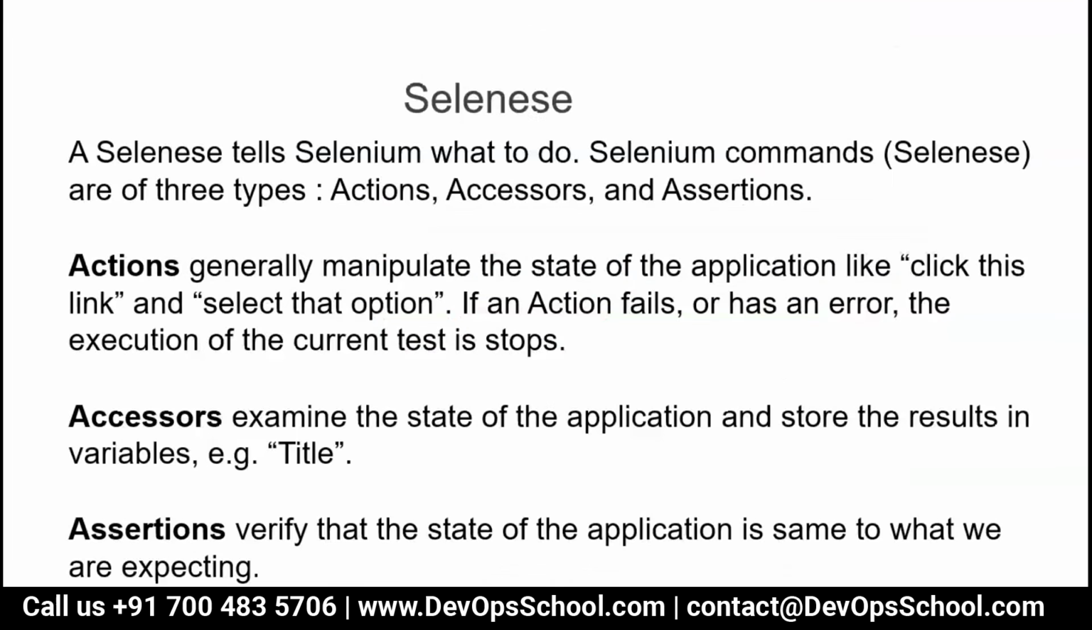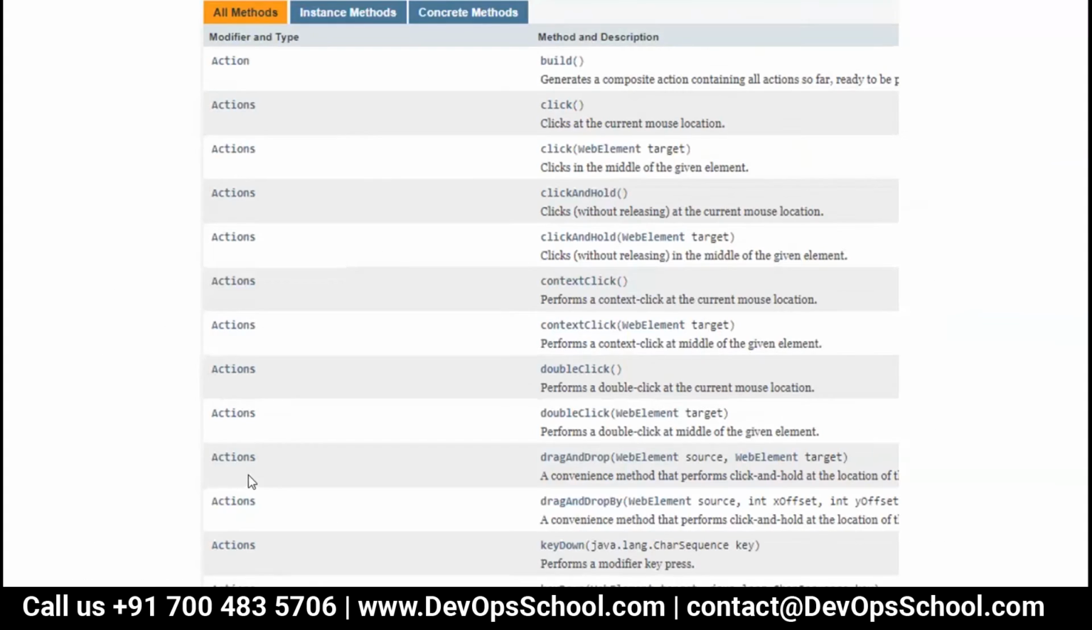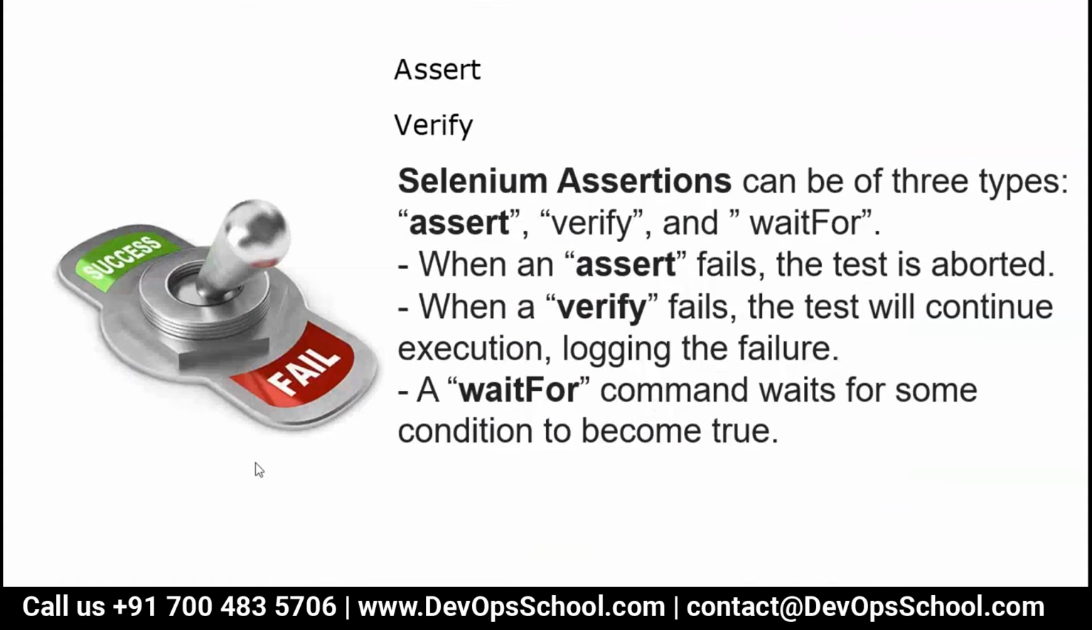OK, now the next one is assert. You have to understand assert in detail. Assertions. Selenium assertions can also be of three types. That one is assert, second one is verify, and third one is wait for. So now the question is, what is assert?